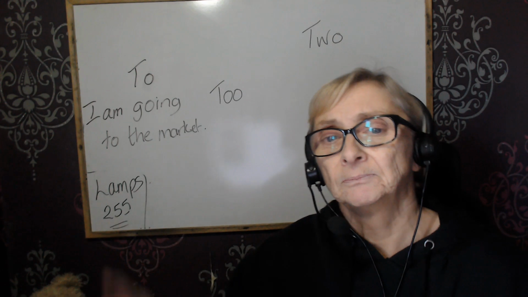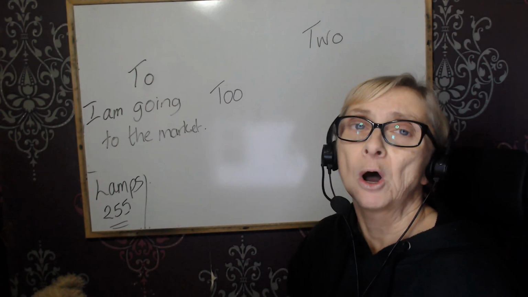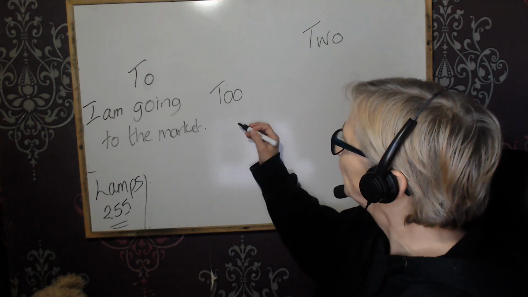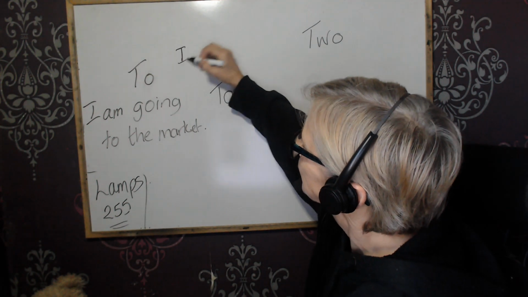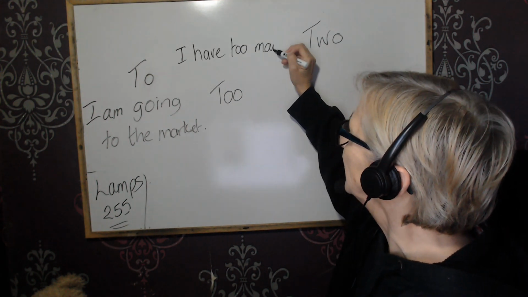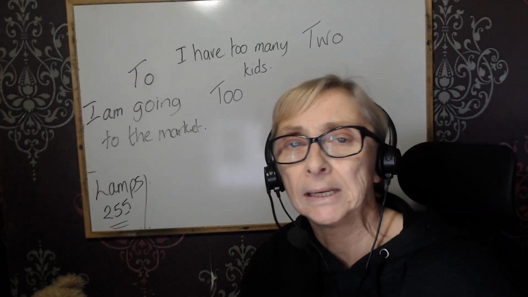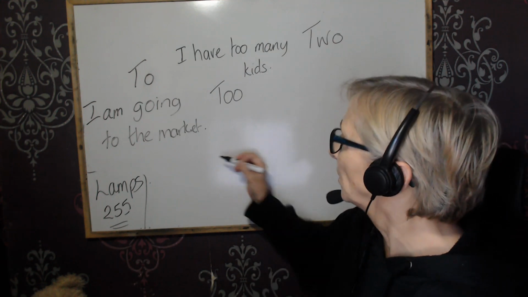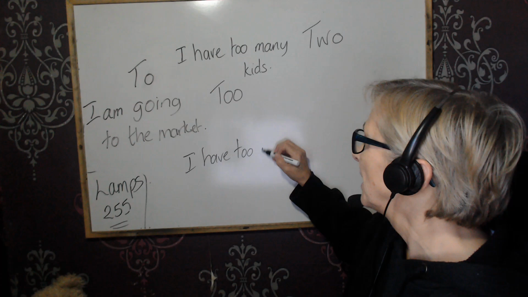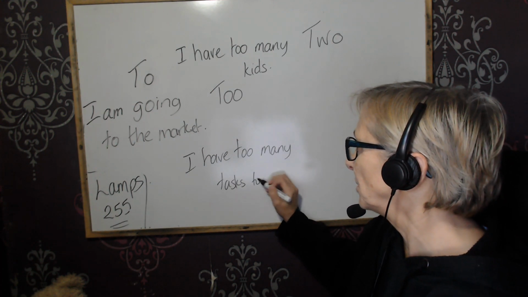The next one is the double O, but it still sounds the same. Too. It means also or extremely. Okay, so for example, this sentence: I have too many kids. I have too many kids in my class. Or I have too many tasks to do.